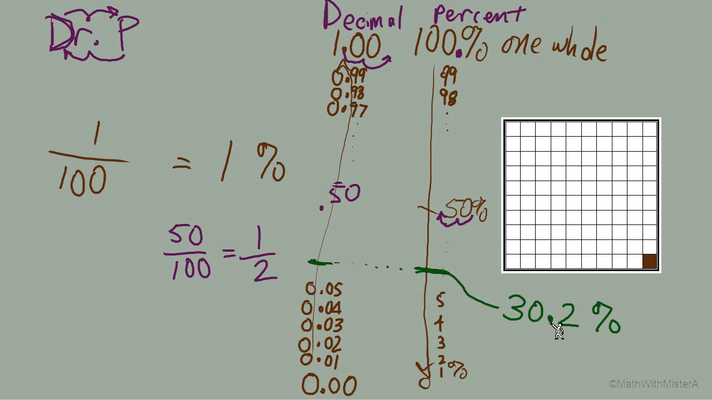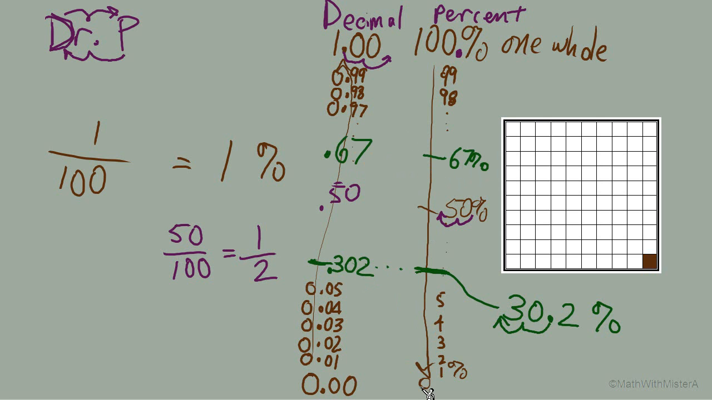We have to make this into a decimal number. Move that point 2 places to the left, and we'd get 0.302. So it's very quick for us to take any kind of percent and change it into a decimal. It's just a matter of moving that decimal point 2 places.